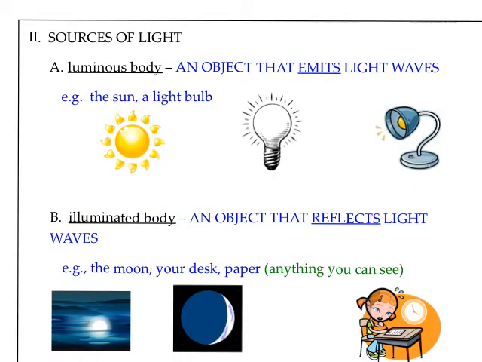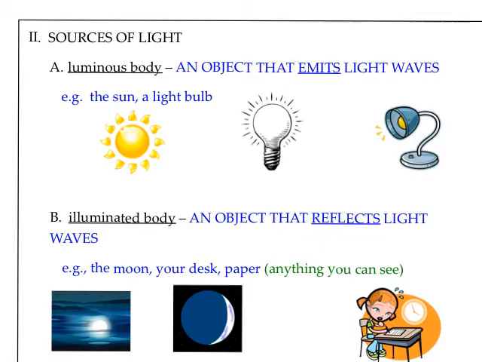Our second section for this lesson is going to be sources of light. So we're going to be talking about things that light up other objects as well as objects that are being lit up. And then we'll apply that idea of brightness to a formula so we can mathematically solve how bright something is. So first, we're going to see these two words kind of partnered together because they're similar to each other. The first is a luminous body, and that's an object that emits light waves. And the second is an illuminated body, an object that reflects light waves.